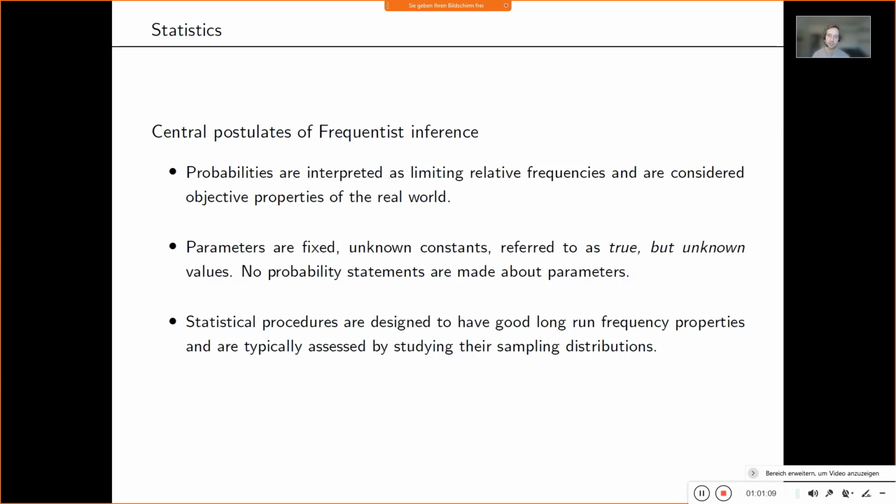You have different criteria for these kinds of interval estimates, which we will of course come to under the label of confidence intervals. And then of course you try to design methods to have good long-run frequency properties, by looking at the sampling distributions. So that is what we will see in terms of asymptotic statistics.